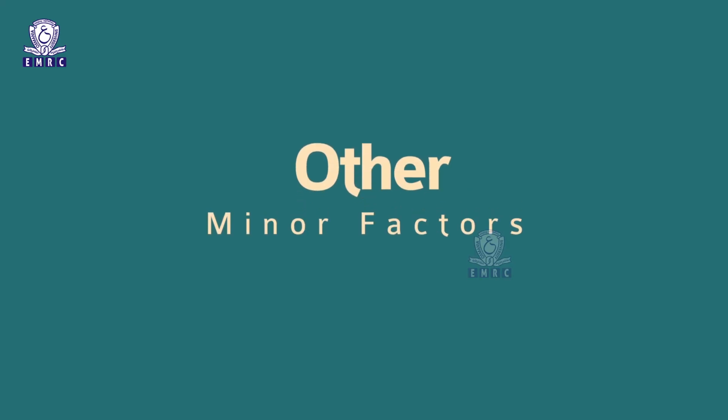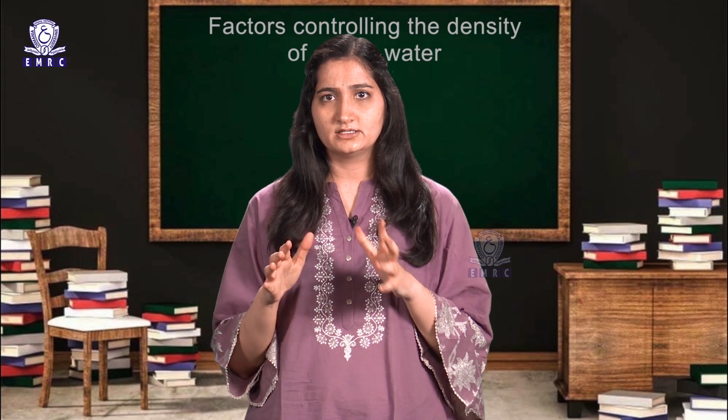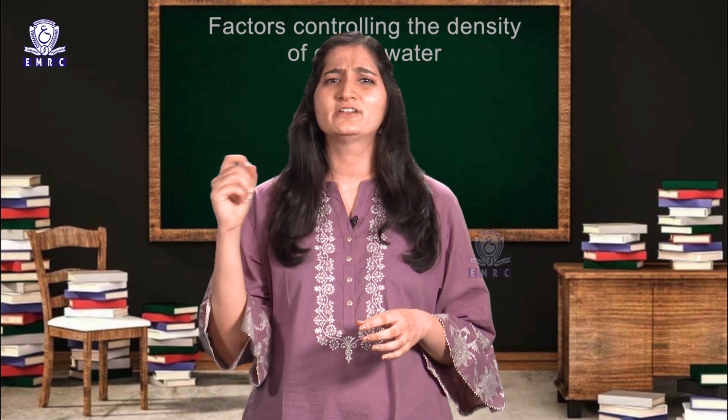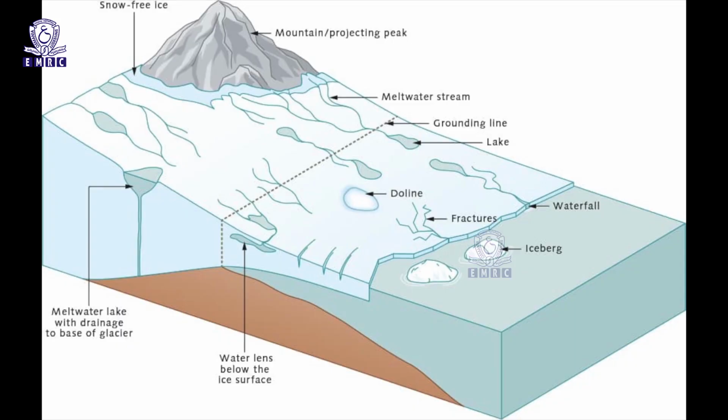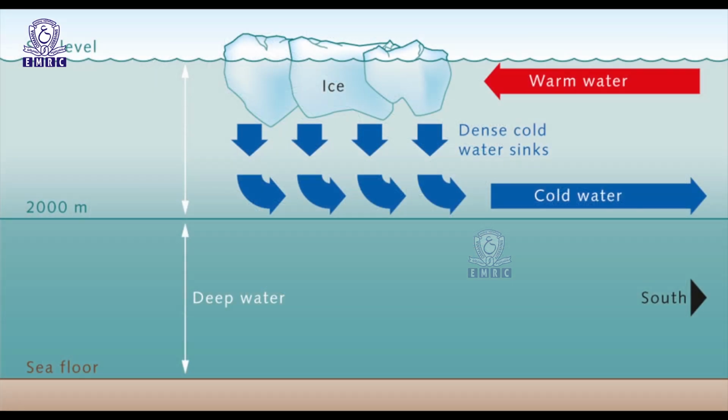Other minor factors: in addition to the above stated major factors, there are some minor factors which also affect the density of the seawater. For example, the rainwater, the surface runoff brought by the rivers flowing into the oceans, and meltwater from the ice and snow deposited on the ground are such minor factors which contribute to lowering the density. On the contrary, evaporation, cooling of the surface water and the processes of ice formation tend to increase the density of the ocean water.